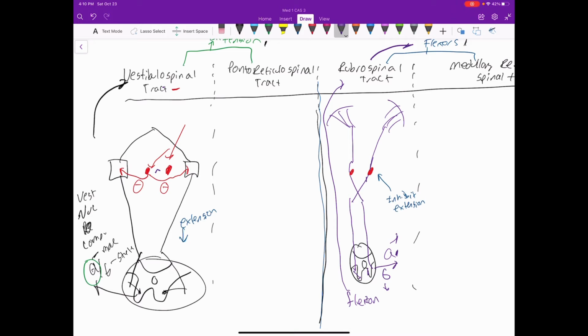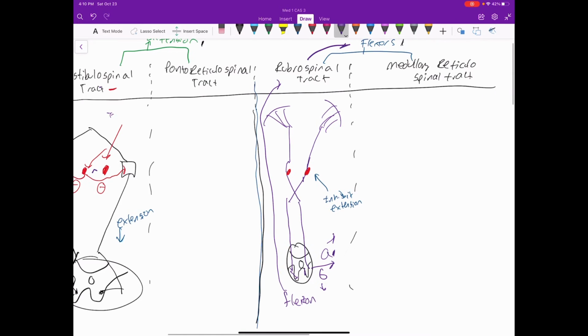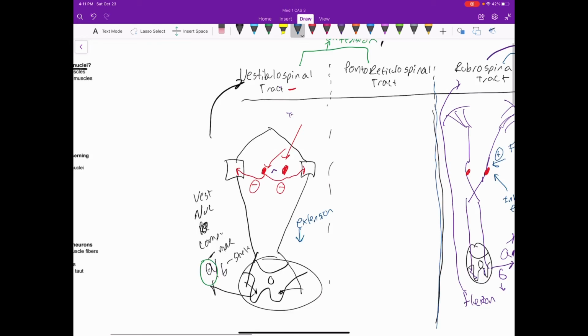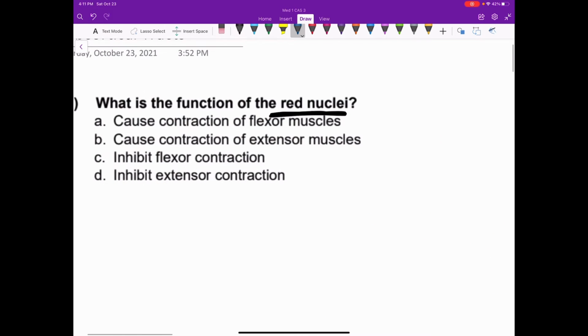This one is for inhibiting extension. This one's inhibiting extension. But what's the positive effect of the red nuclei? The positive effect is going to stimulate flexion. It's going to flex the muscles. So here's the question. What is the function of the red nuclei?